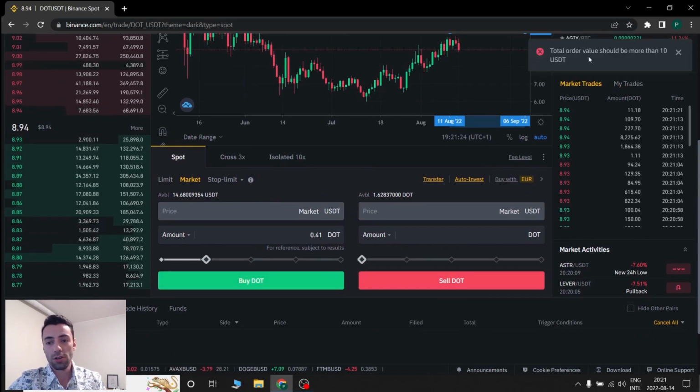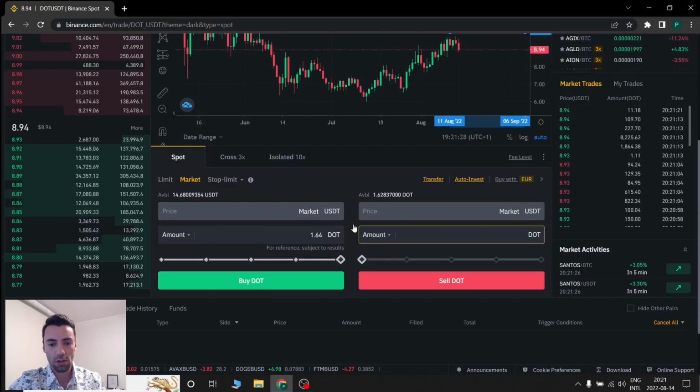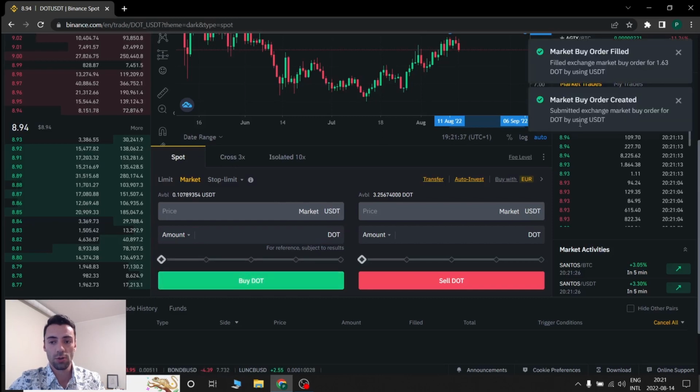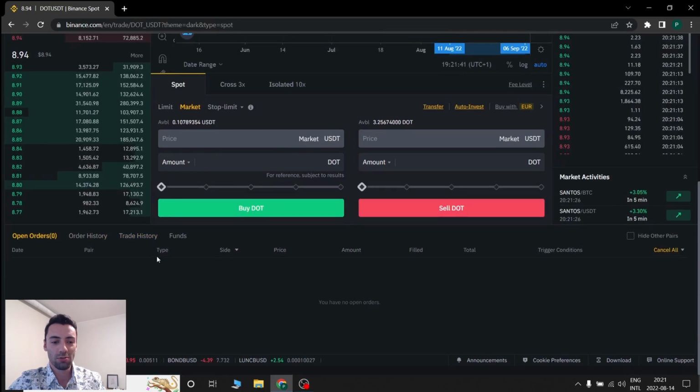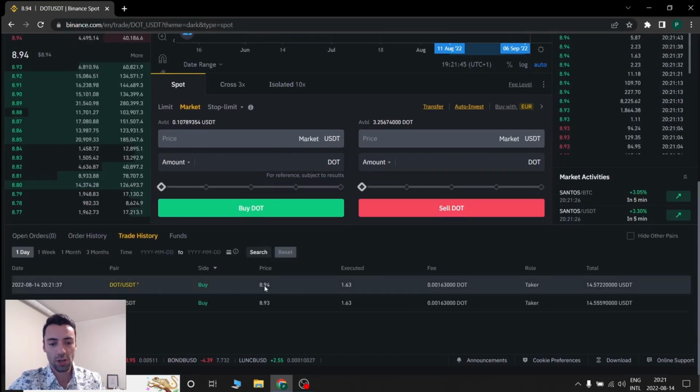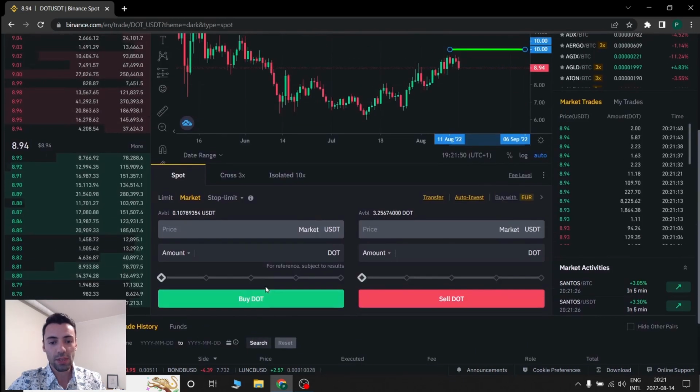Oh, sorry, the total order value should be more than $10, so we put it on all of them, which is around 14 USDT, and it will be 1.64 Polkadot, and buy that. And it's done. We don't have any open orders here or anything like that, because it went exactly through to the order history. We bought 1.63 again, exactly at the price which was here.